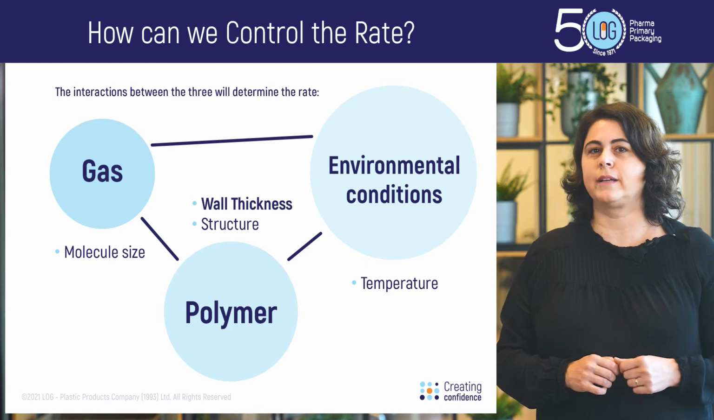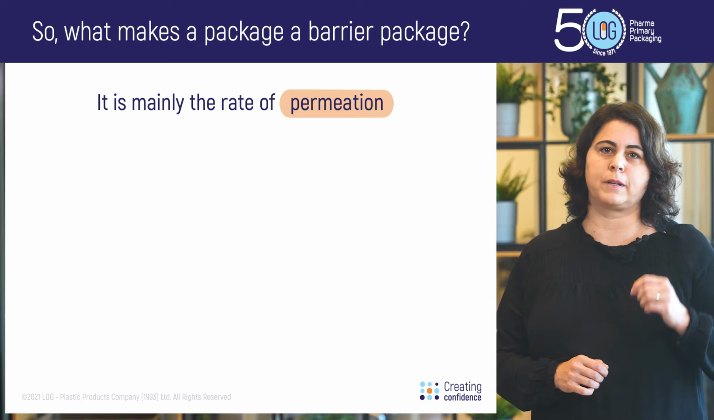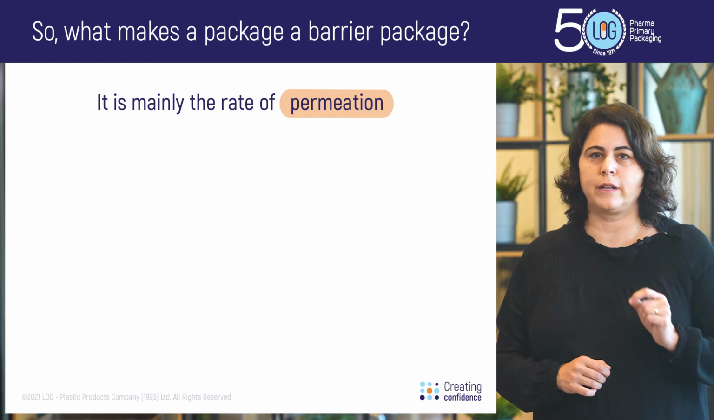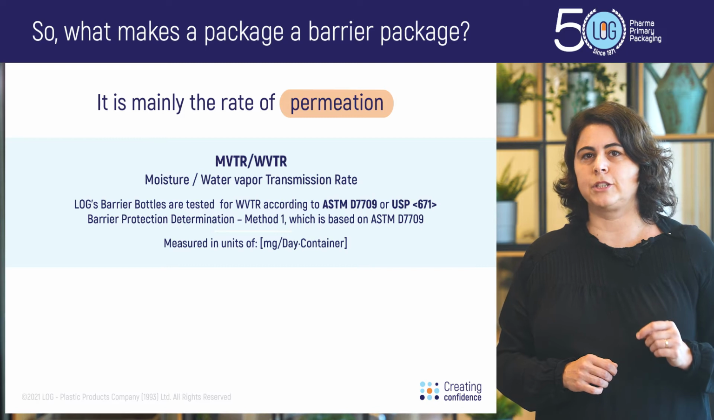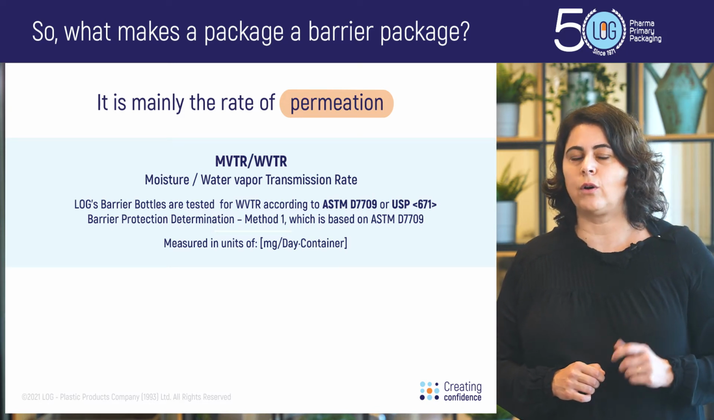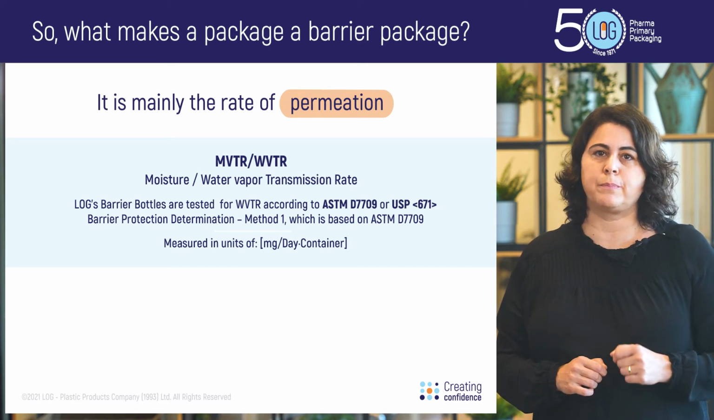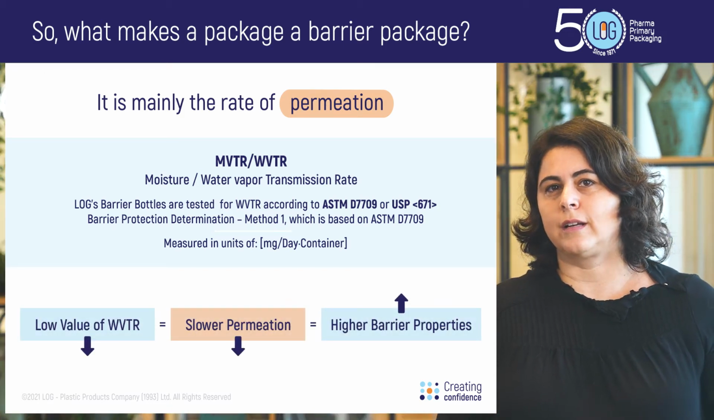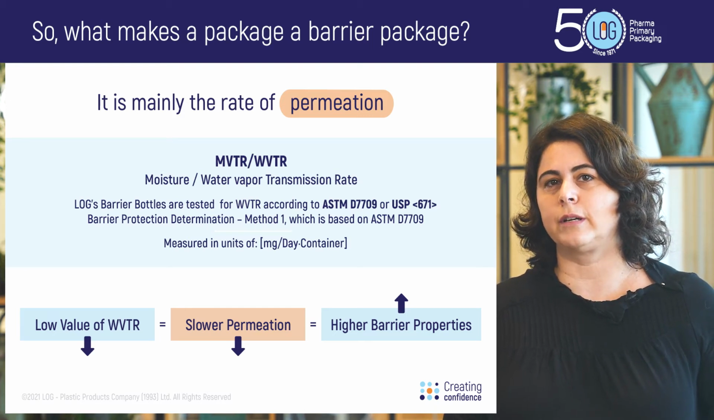So what makes a package a barrier package? It is mainly the rate of permeation. We test the permeation rate of water vapor into a package. In log, WVTR, water vapor transmission rate, is tested according to ASTM D7709 or USP 671, both suited for rigid packaging material. Low values of WVTR means slower permeation. Slower permeation means higher barrier property.